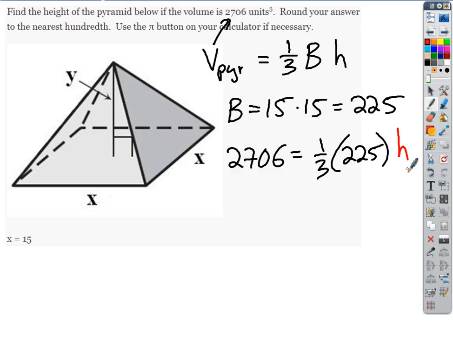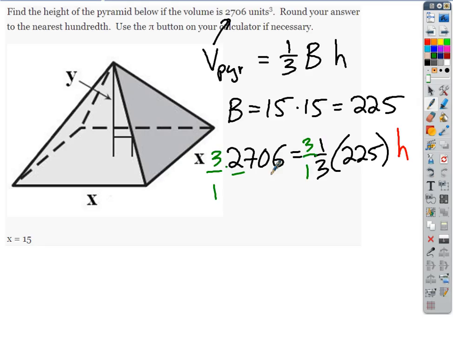Okay, I could divide by 1/3 times 225. That's fine. I could do that. I could divide by that whole quantity, and that'd be fine. Or if I do them one at a time, what could I do? Okay, could multiply by 3 to get rid of the 1/3, right? Let's try that. So what if I multiply by 3 over 1?